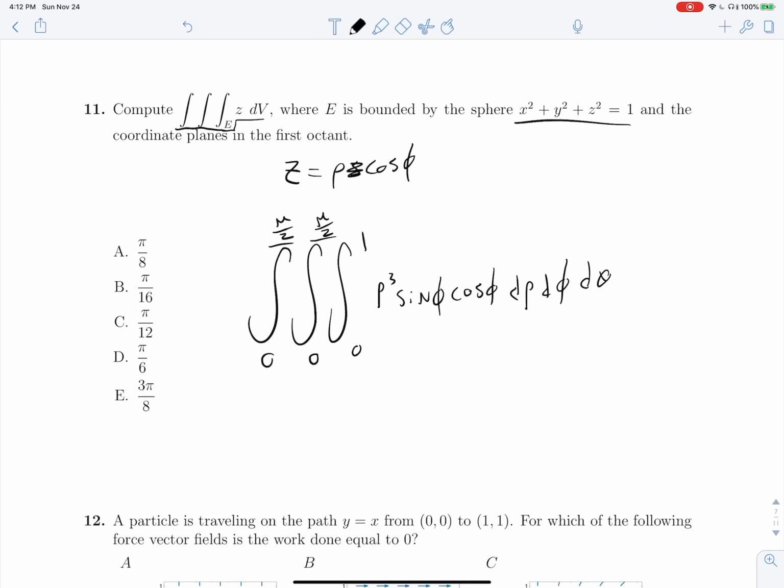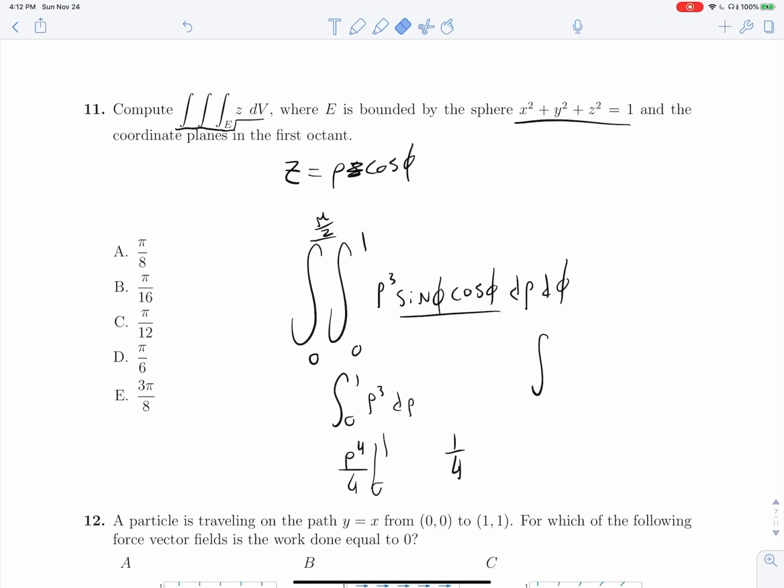Okay, so we're ready to evaluate. Let's disregard this sine phi cosine phi for a second and just take the integral from 0 to 1 of rho cubed d rho, which is just going to be rho to the 4th over 4 on 0 to 1, which is just 1/4. Oh yeah, and while we're at it, we might as well get rid of this d theta and just put a pi over 2 there, because there are no thetas in our integrand.